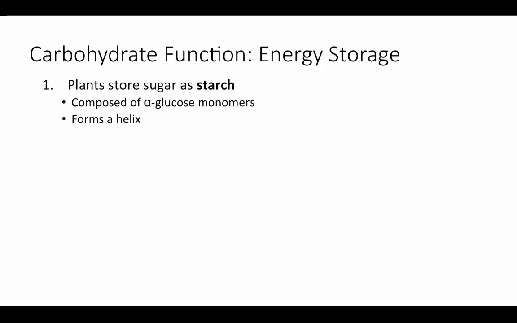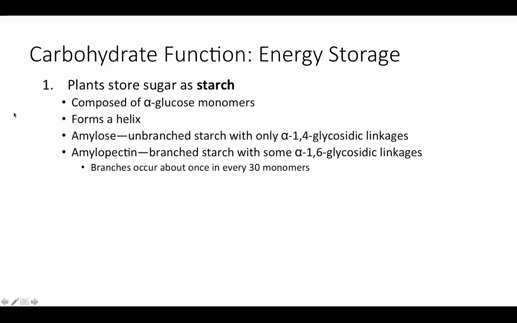So now let's start to think about the function of these carbohydrates. One of the primary functions is energy storage, and the major energy storage carbohydrate that's used by plants is called starch. Starch is composed of alpha glucose monomers, and it tends to form a helix. And this can be in either of 2 forms. One is called amylose, and this is an unbranched starch with only alpha 1,4 glycosidic linkages.